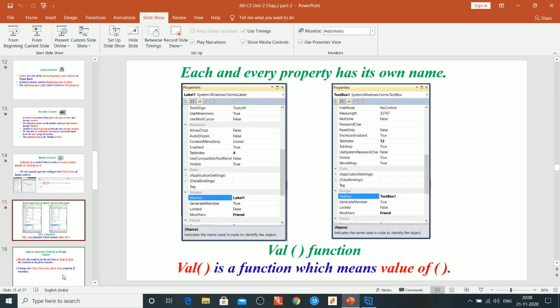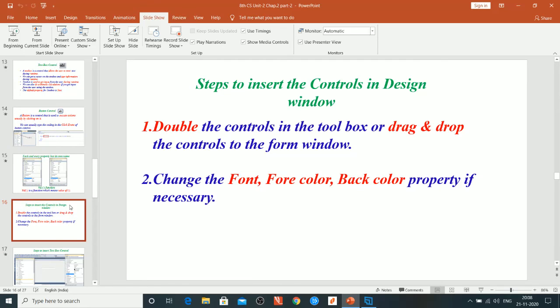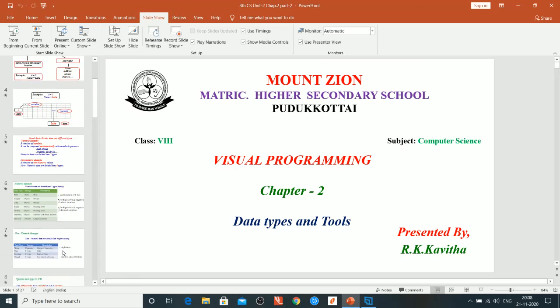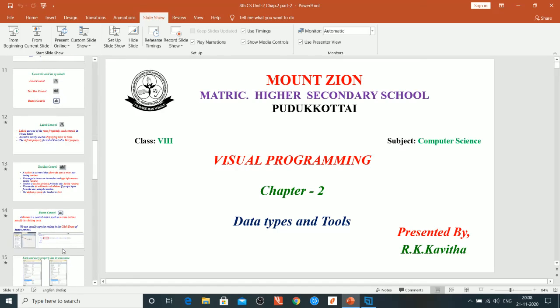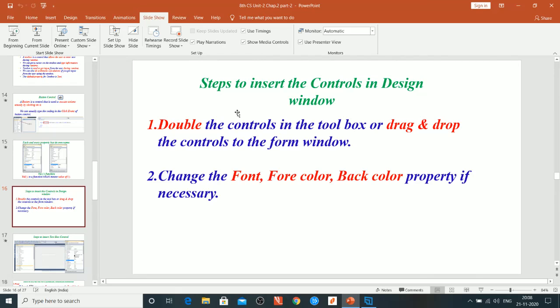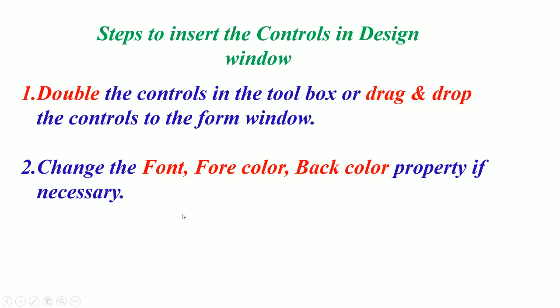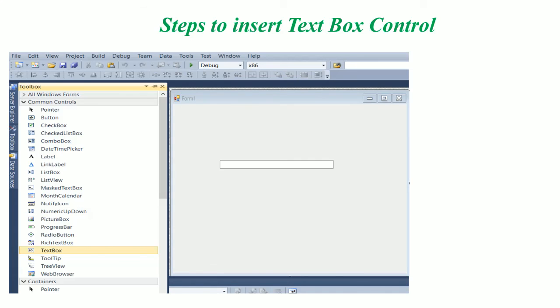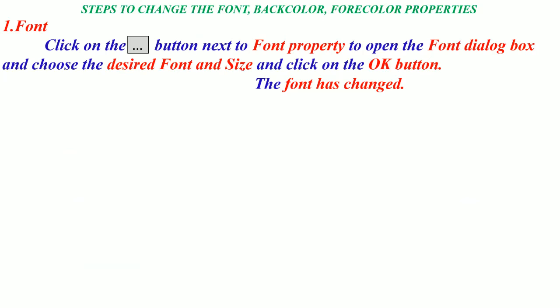Now I just return to the PowerPoint presentation where we left off. Steps to insert the controls in the design window. So how to insert the controls? You just double click the control or drag and drop the control. Then if you want to change the font color, forecolor and back color, you just change it as you wish. For the text box, I just click the text box control and place it. Text is the default property.